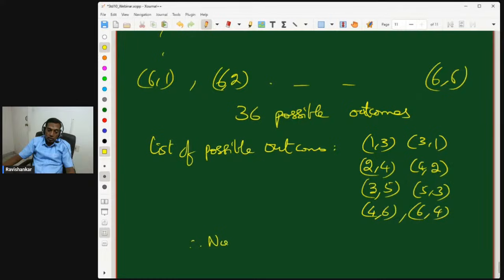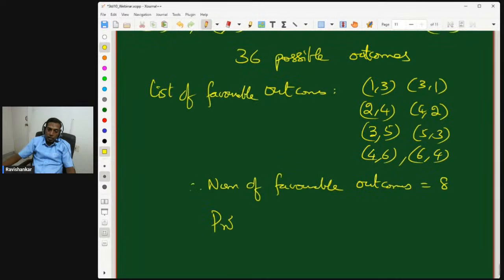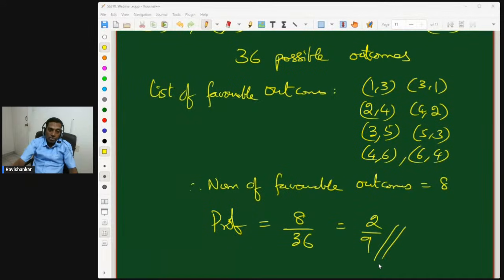Therefore, list of favorable outcomes, not possible outcomes, is equal to 8. Probability is 8 by 36, which is 2 by 9. Okay. I hope this is clear.